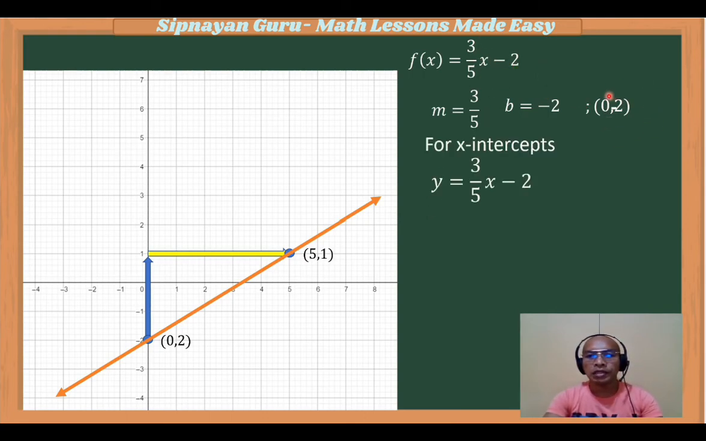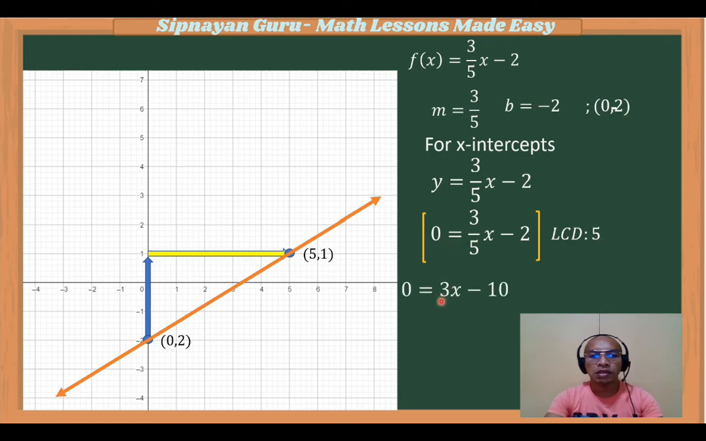We already have the y-intercept. We will be solving now for the x-intercept. So this would be 0 equals 3 over 5x minus 2. Get rid of the denominator, which is 5, by multiplying by the LCD 5. So 5 times 0 is 0. 3 over 5x times 5 is 3x. Minus 2 times 5 is 10.